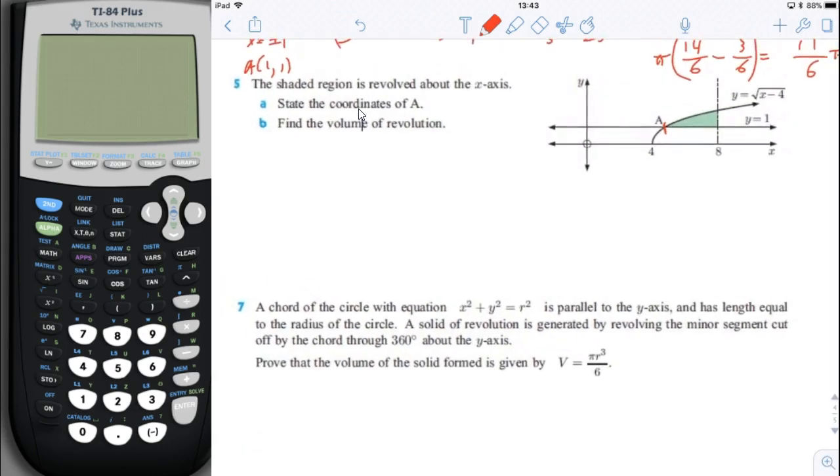So we're going to find the intersection between this function and this function. The way we do that is we set the y's equal to each other. So it would be square root of x minus 4 equals 1. Square both sides, we get x minus 4 equals 1. x equals 1 plus 4, which is equal to 5.